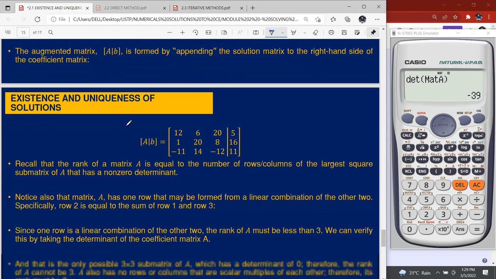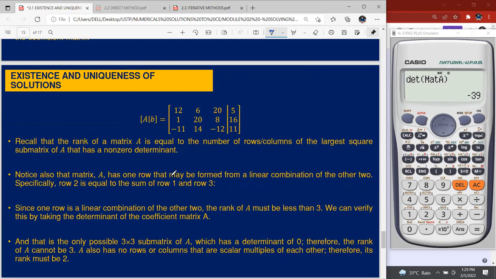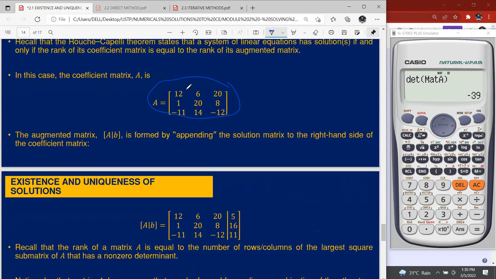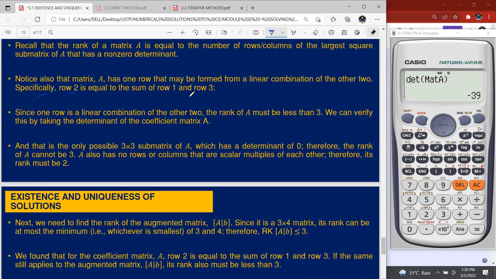But before that, notice also that matrix A has one row that may be formed from a linear combination of the other two. Specifically, row 2 is equal to the sum of row 1 and row 3. Check na to. So we have 12 plus negative 11, 1. 6 plus 14, 20. 20 plus negative 12 is 8. So makita na nga linearly dependent siya.